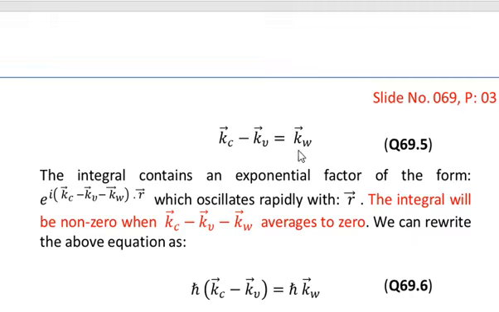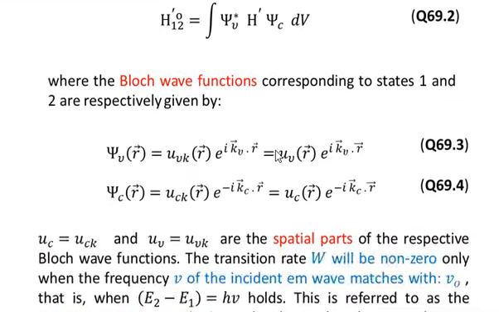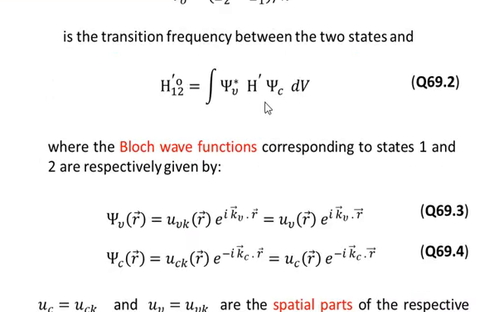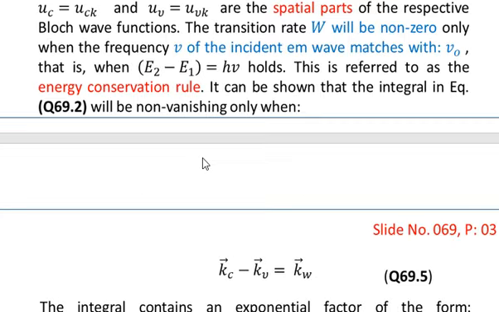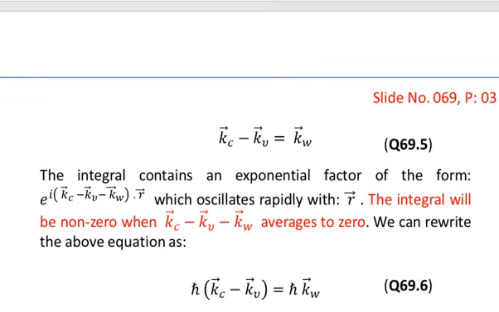Because you know that if you bring the Kw to the left hand side, then of course this will be zero, and this should average to zero, because this is required for this integral to be non-zero. That is, H prime 12 should be non-zero, which means that W will be non-zero. So the integral will be non-zero when Kc minus Kv minus Kw averages to zero.